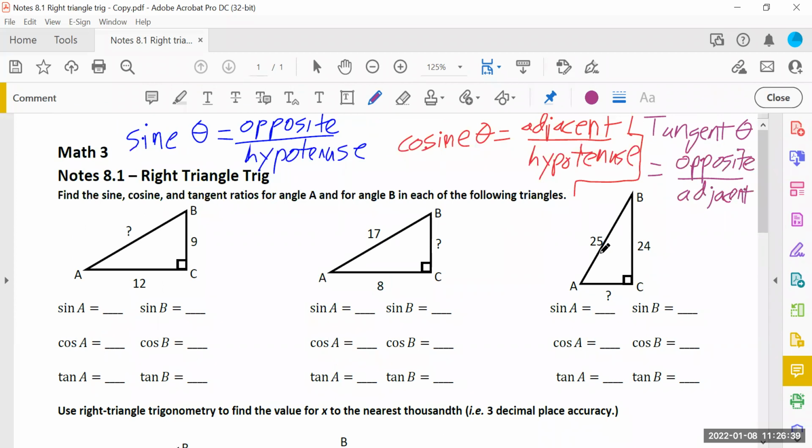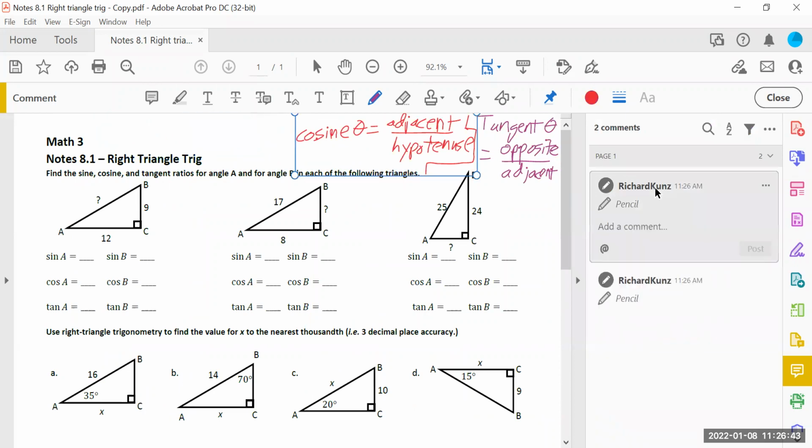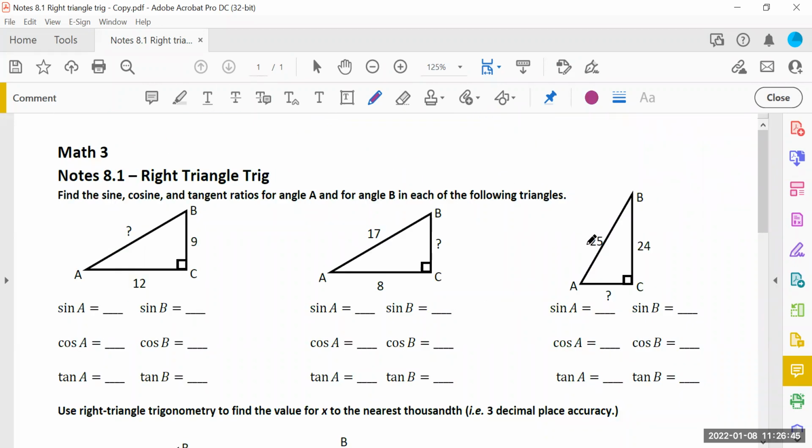So right now I'm going to erase everything that I've done so far and give you the shorthand mnemonic device. You'll hear it called SOH, S-O-H, CAH, C-A-H, TOA. And maybe a teacher before had some little story to go along with it. However you want to memorize that, go for it.